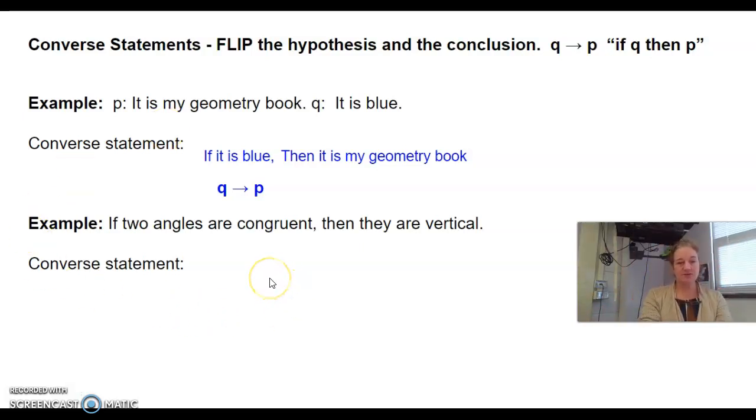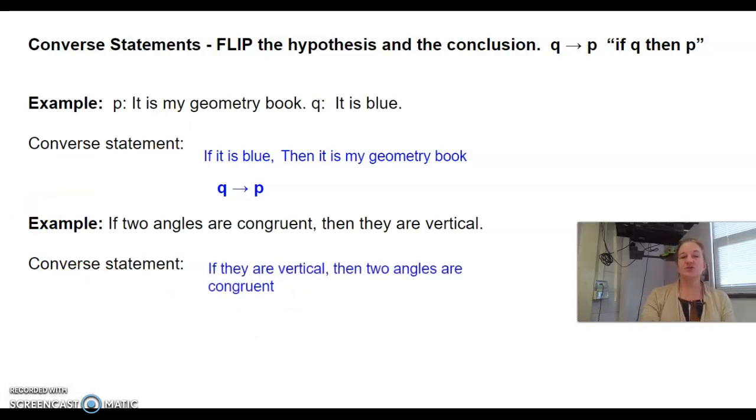That's all I'm doing. If two angles are congruent, then they are vertical. If they are vertical, then two angles are congruent. Okay? This statement isn't always true. The conditional statement, if it's true, that doesn't mean the converse is true. Okay? You have to think logically about it, right? You have to go through the counterexample and the negation to see if it's true.